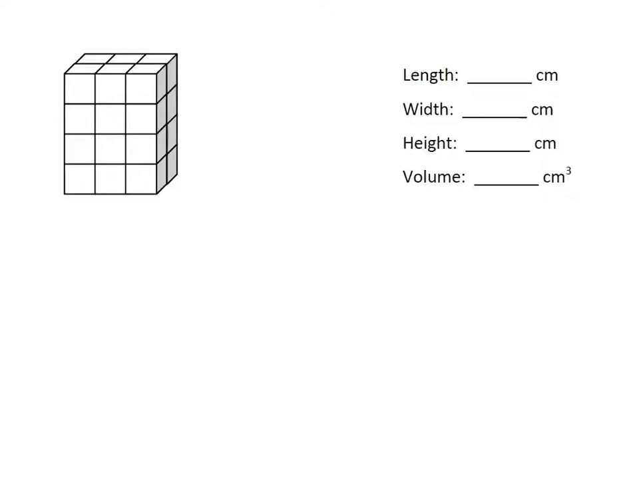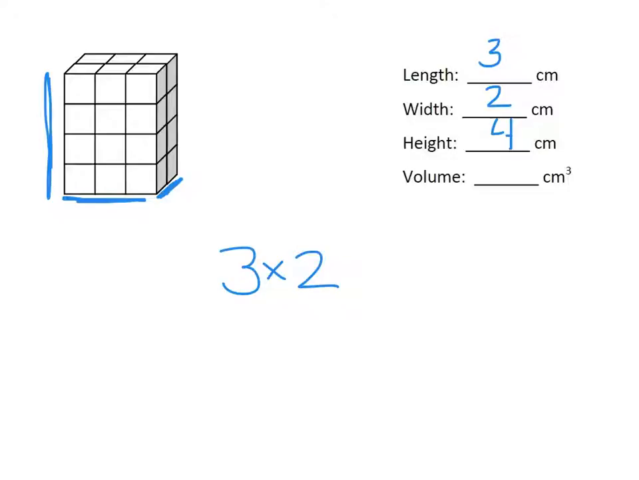So in this case, I'm going to call this the length right here, and that is 3 units, and the width is kind of like the depth. That's going to be 2 units, and the height is going to be 4 units. And so my volume is going to be 3 groups of 2 for the bottom layer, and I have 4 layers of that, or 3 times 2 is 6, times 4 is 24 centimeters cubed.